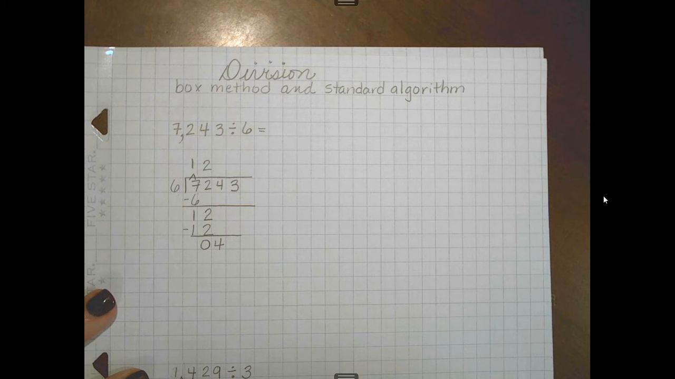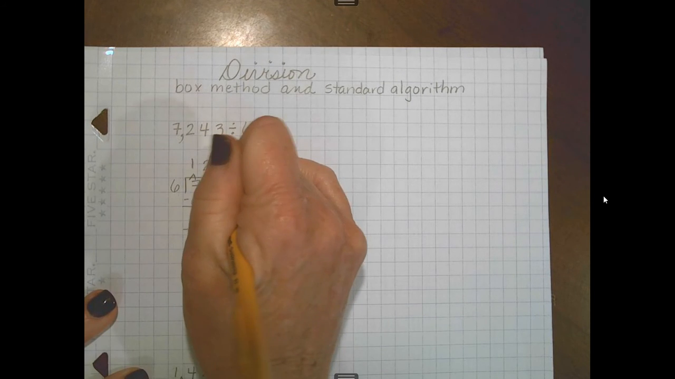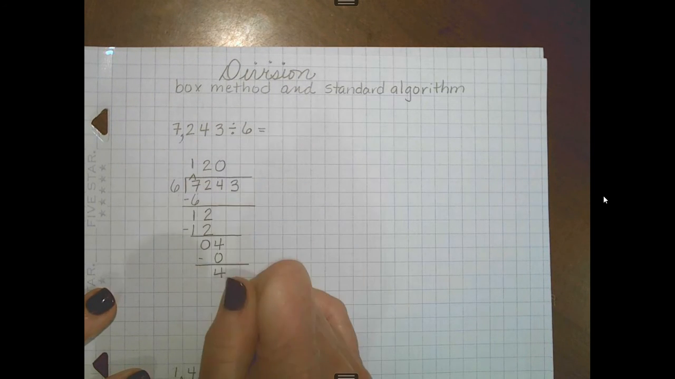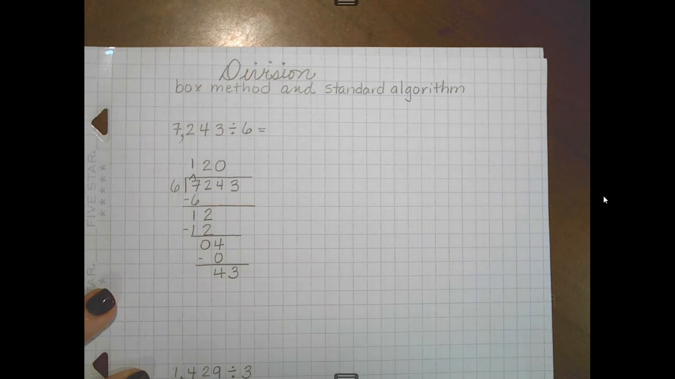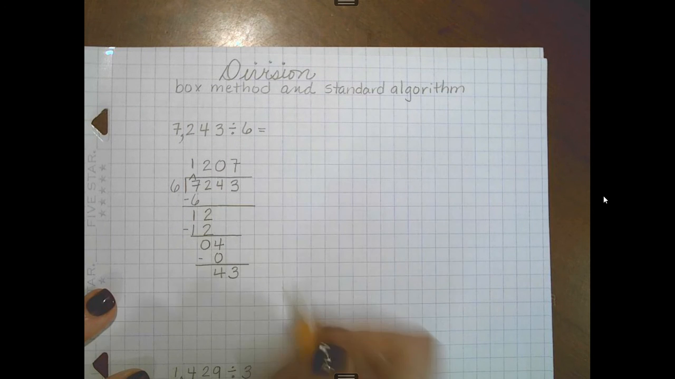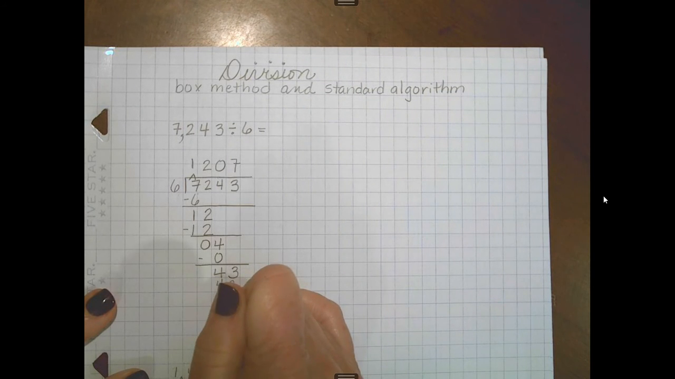If I have 4 of anything, I can't make any groups of 6. So we put a 0 in the quotient. 0 times 6 is 0. I subtract. Bring down that last number in the dividend. 6 goes into 43 7 times. I know that because 7 groups of 6 would be 42. I have 1 left over.